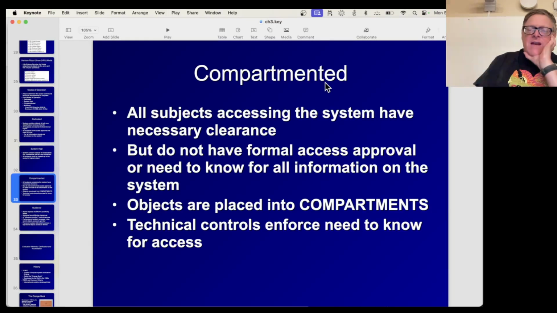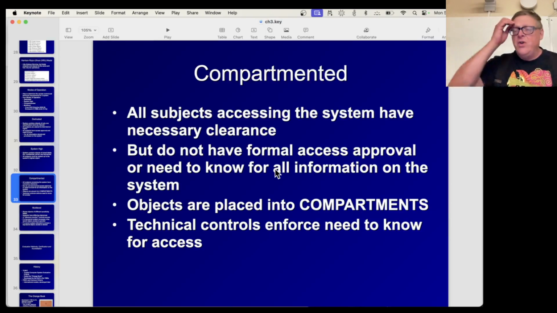And then compartmented is horizontal security, where even all subjects accessing the system have to have necessary clearance, which is vertical, secret or top secret, but they don't have formal access approval or need to know for all information on the system, so they're placed in compartments, and they then have technical controls to limit you into your compartmented information. And this is how you get SCIFs, sensitive compartmented information facilities.